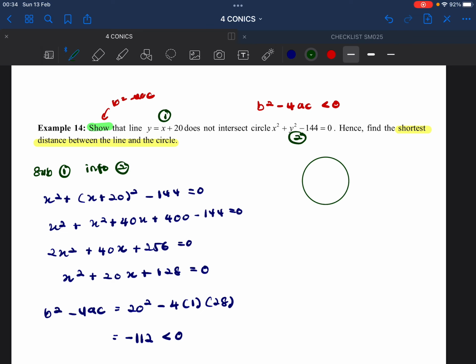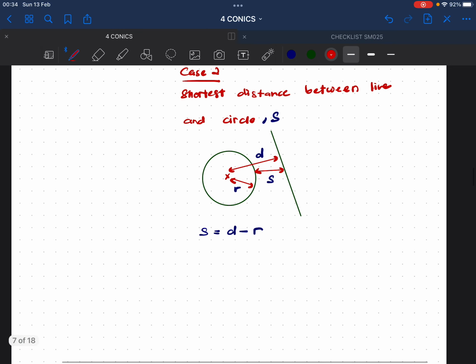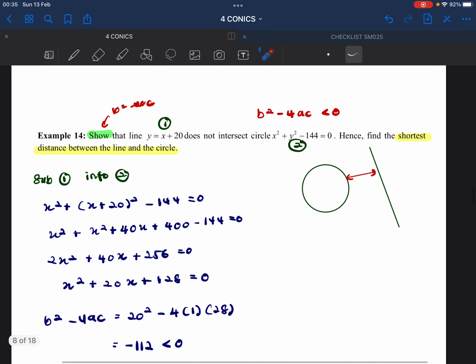Okay, here we have the circle. So, and the line. Okay, so now the question said shortest distance between the line and the circle. So that's gonna be this part here, which is your S. Okay, so we are going to find the S.